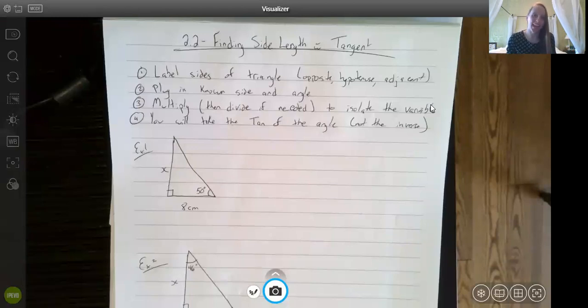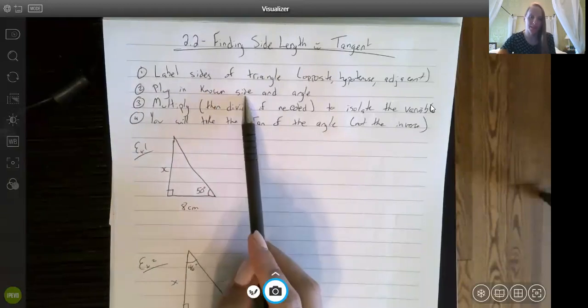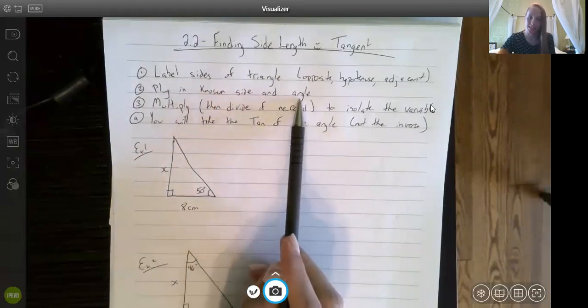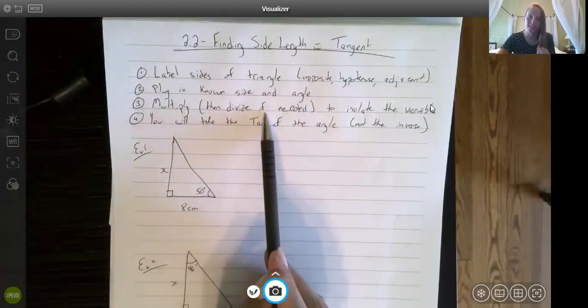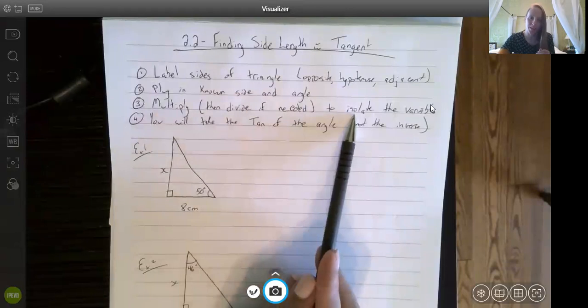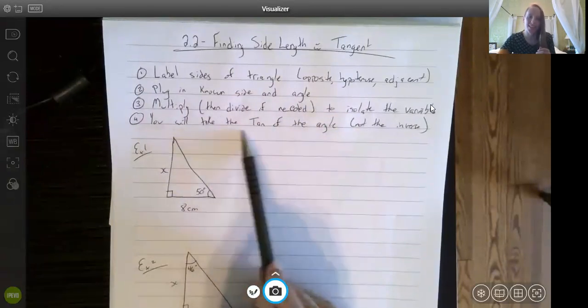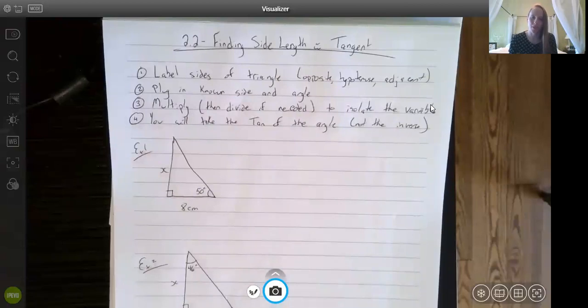Just like when we're finding angles with any of our trig ratios, your very first step should be to label the sides of your triangle. So the opposite side, the hypotenuse, and the adjacent side. Then you're going to plug in one of your known side lengths and the angle that you're dealing with. Then you're going to multiply and possibly divide if needed in order to isolate the variable that you're looking for. And then lastly, you're going to take the tan of the angle. So make sure that when you're finding a side length, you're using the tan button, not the tan inverse that we use when we're finding an angle.